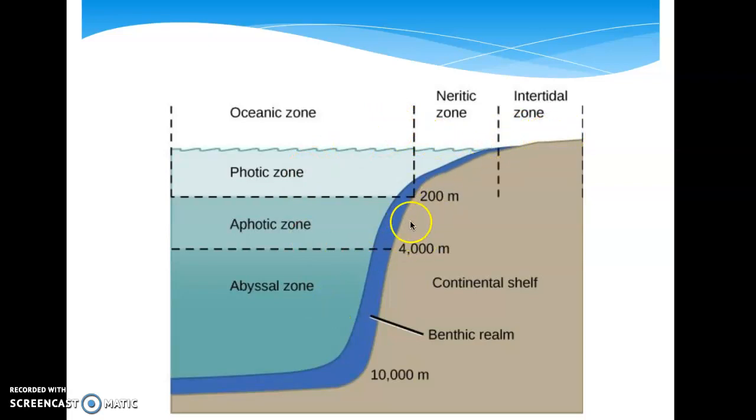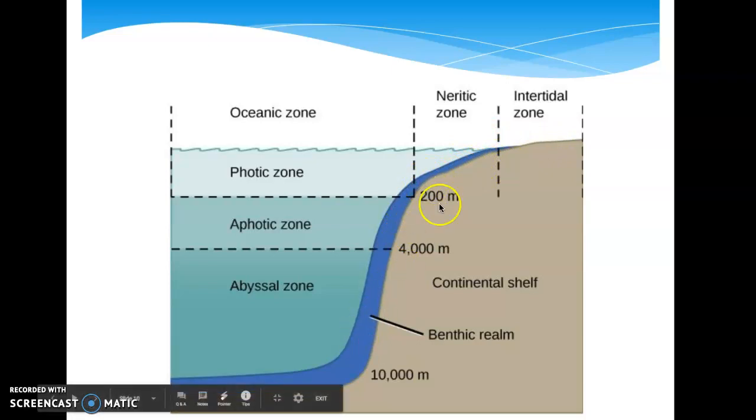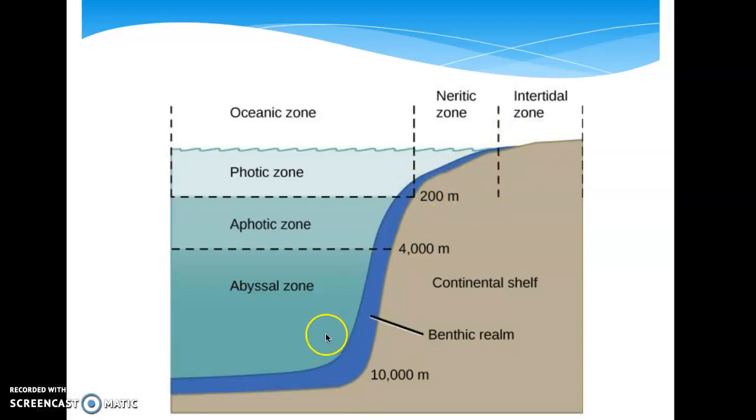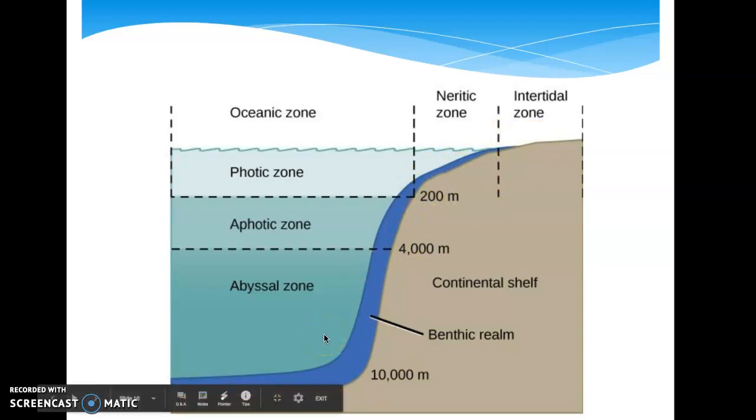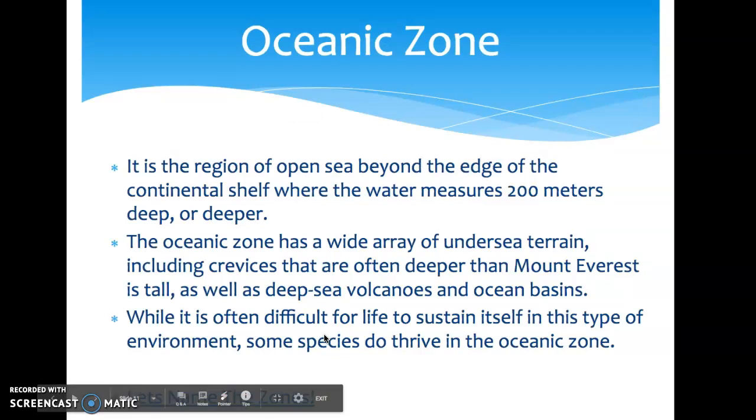Again, this is the continental shelf. So here we're sloping off right here. We haven't reached the continental slope just yet. We are on the downward slope. We haven't dropped down deep into the abyss just yet. But that is where we're headed, to the oceanic zone.